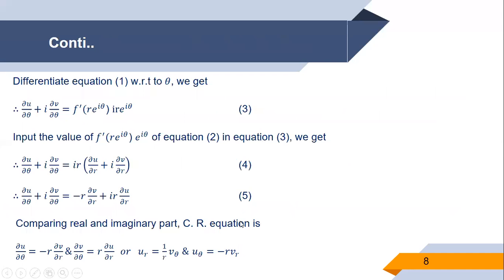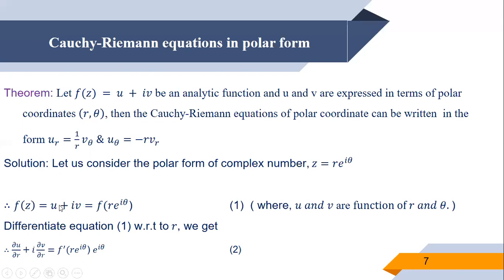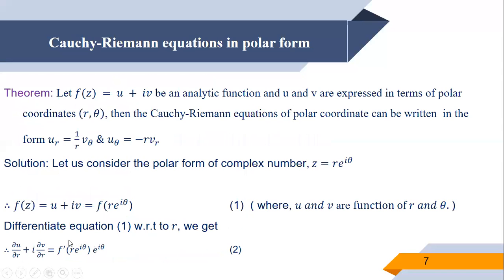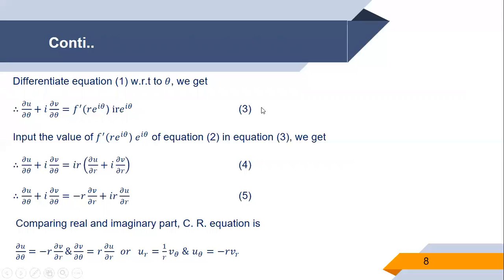Now differentiate equation 1 with respect to theta. We get del u by del theta plus i del v by del theta is equal to f dash of r e raised to i theta into r i e raised to i theta. So this is equation 3. Now put the value of f dash of r e raised to i theta into e raised to i theta from equation 2, that means the right hand side term, into equation number 3.